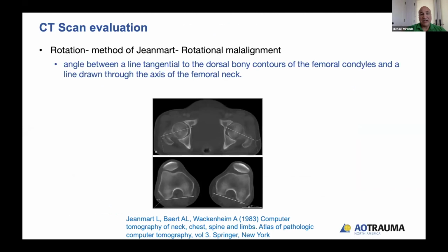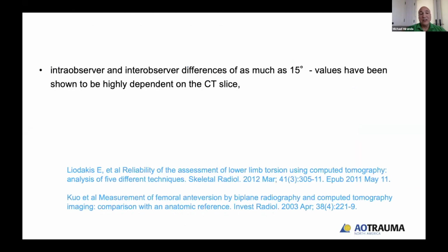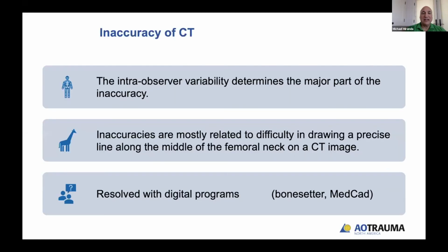And we use the method of Murphy, but there's a number of different ways that have been described. This is the one that is most consistently recommended and recognized as the way to go. So there are some intra-observer differences. These can be as much as 15 degrees, and they're shown to be highly dependent not only on the CT slice, but where the particular observer draws that line.